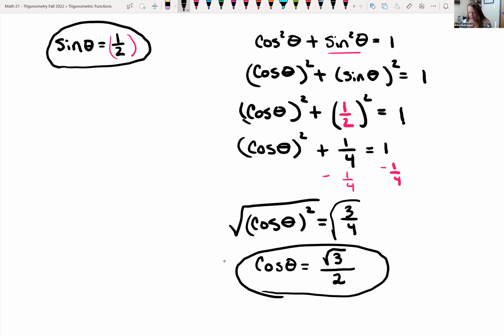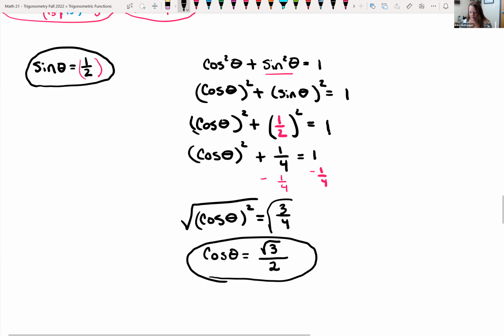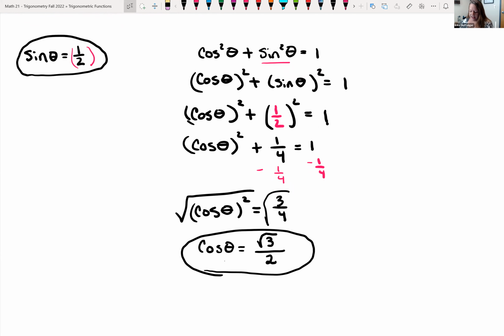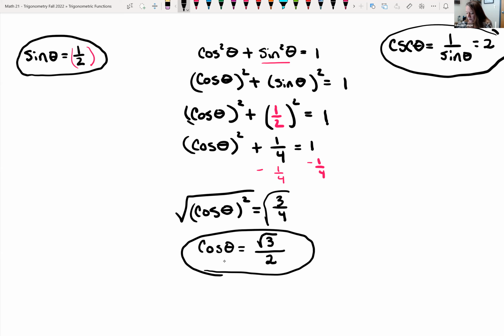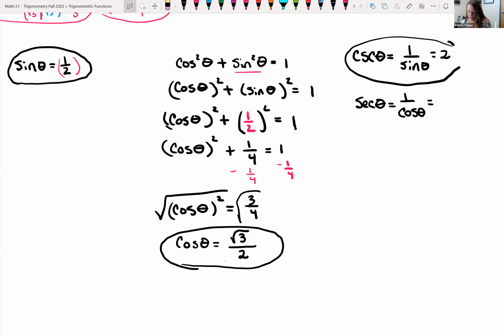So from here, I would probably use the fact that we know that cosecant theta is 1 over sine theta. And so this is the reciprocal, which is 2. I know that secant theta is 1 over cosine theta. So the reciprocal of root 3 over 2 is 2 over root 3. Rationalizing my denominator, this would give me back 2 root 3 over 3.